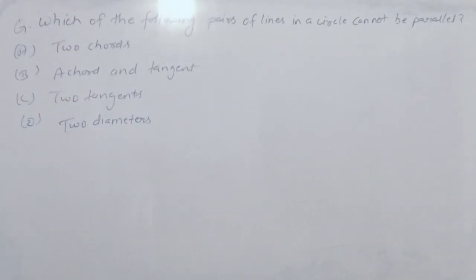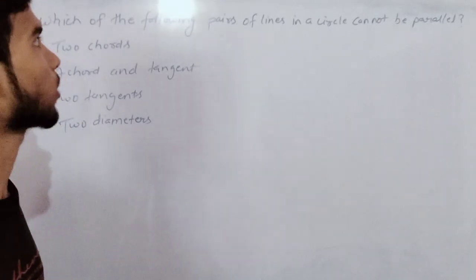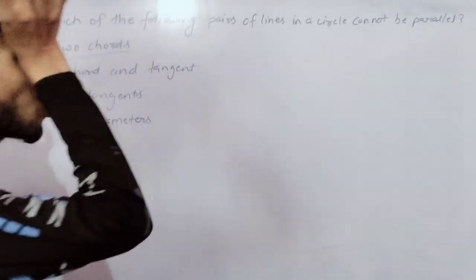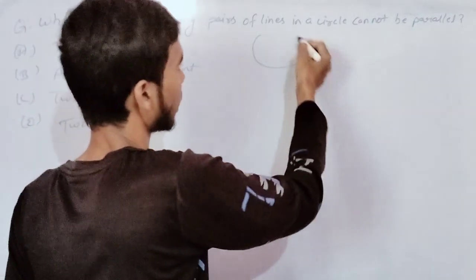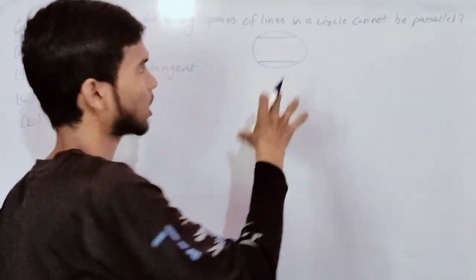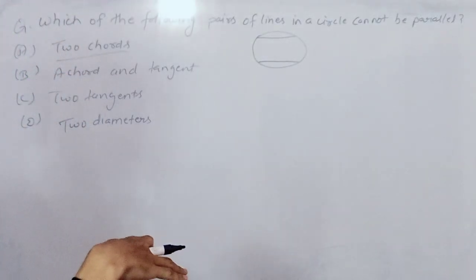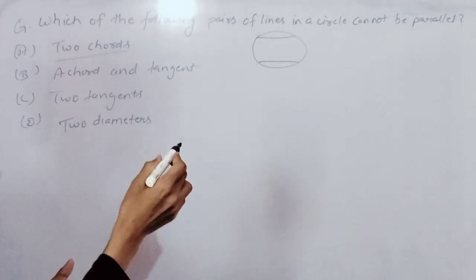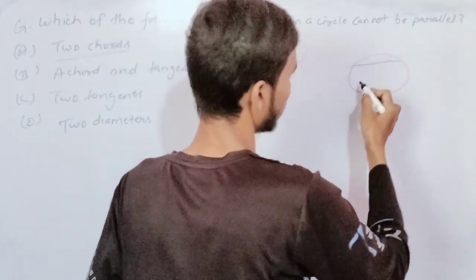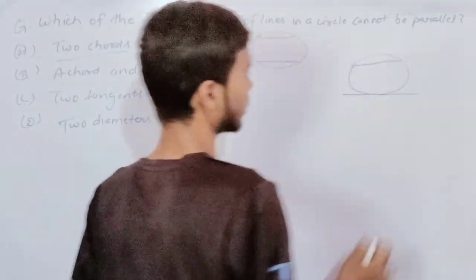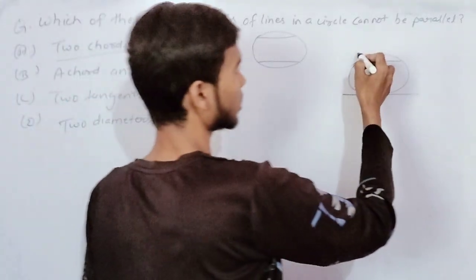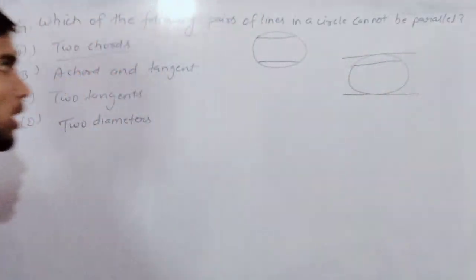This is the complete question. The question is asking which of the following pairs of lines in a circle cannot be parallel. If we take two chords in a circle, yes, these are two chords which are parallel to each other. Now a chord and a tangent: this one is a chord and this other is a tangent. Both can be parallel. Two tangents, of course, can be parallel to each other.